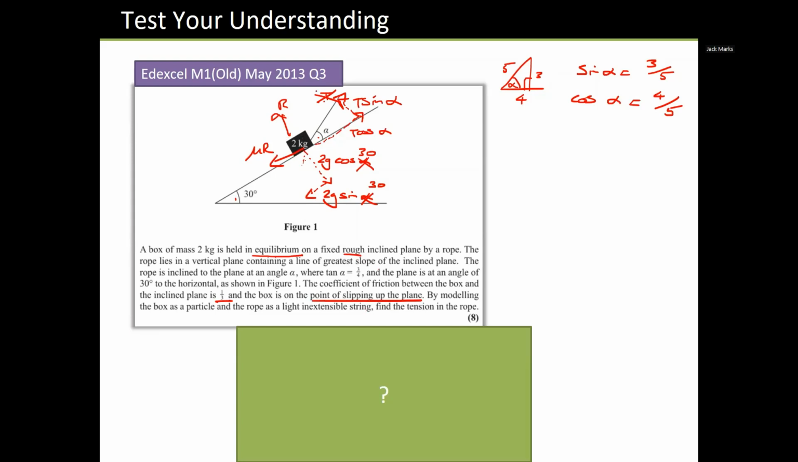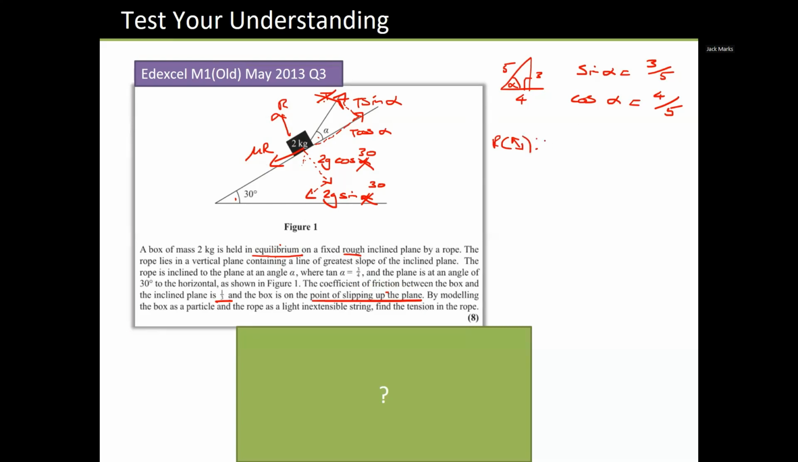When there's friction involved, you're pretty much always going to need to do a perpendicular equation and a parallel equation. Because I was told it's in equilibrium and it's on the point of moving. If it's on the point of moving, that means it's not moving. So I'm going to do these left equals right, up equals down equations. I'm going to do some of those equations of motion.